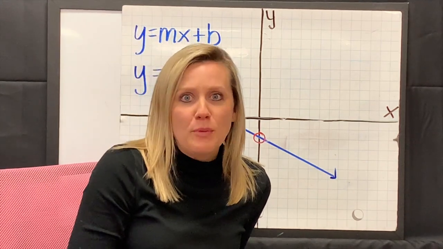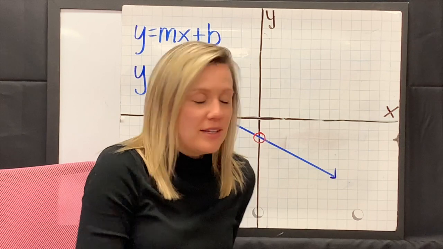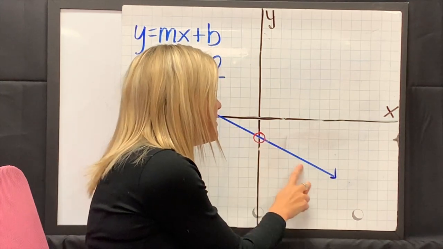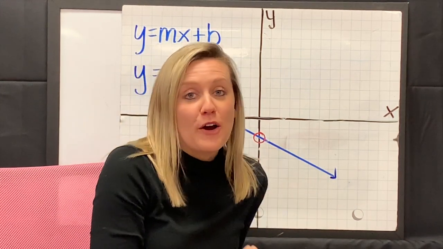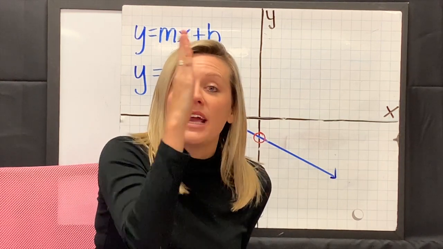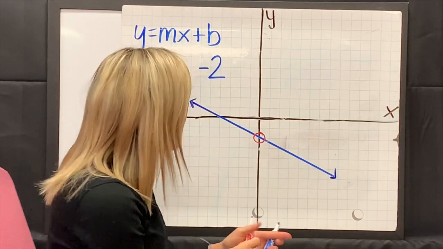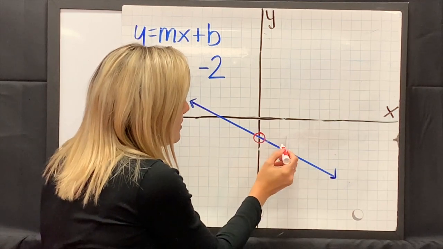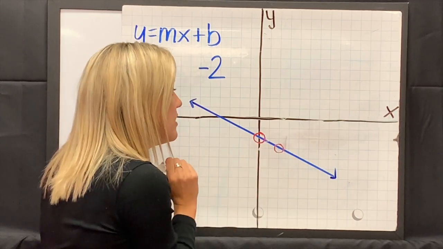Okay, now we just need to figure out our slope. So I want you to look at this line and circle another part of the line where it crosses a horizontal and a vertical line. So if you look at it, our line crosses perfectly right there, okay?